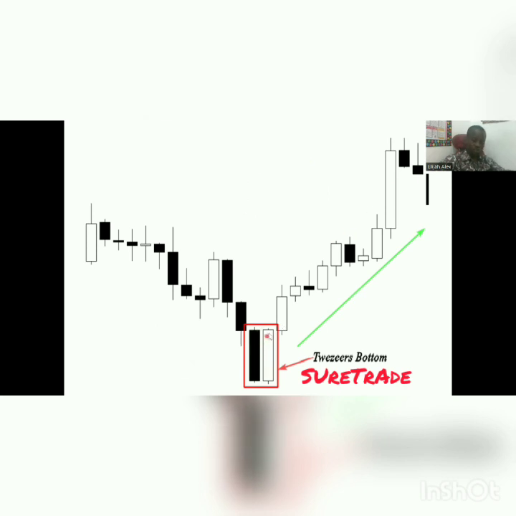So like I told you, make sure you open your trade at the close of this candlestick pattern and take your profit at the next key level.